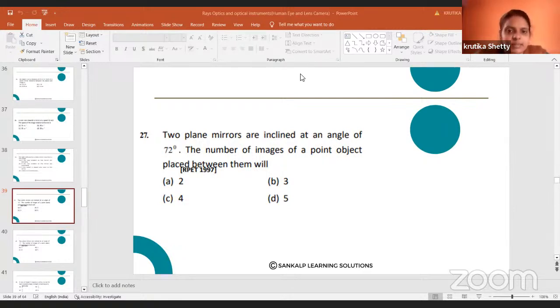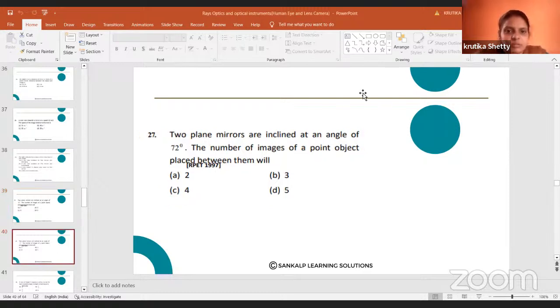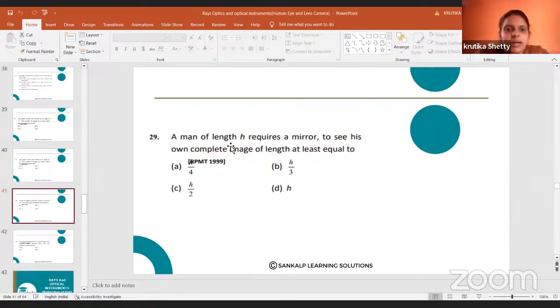Option C is correct. Okay. Then the next question. So here is our next question. A man of length h requires a mirror to see his own complete image of length at least equal to.